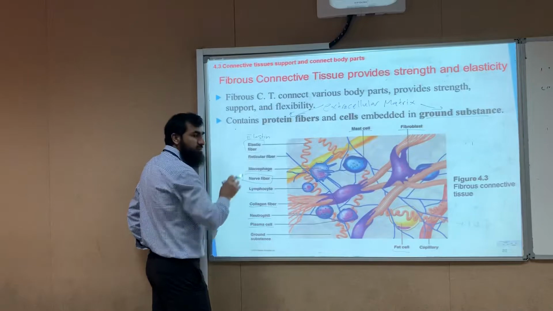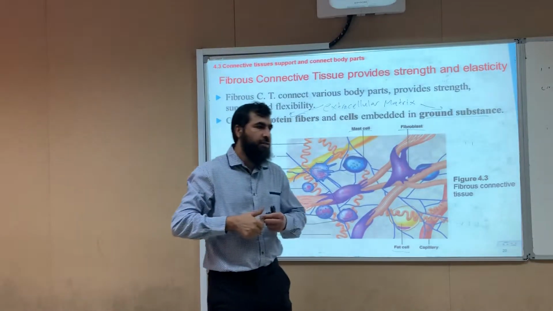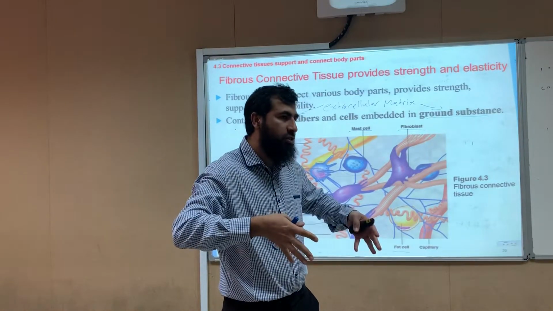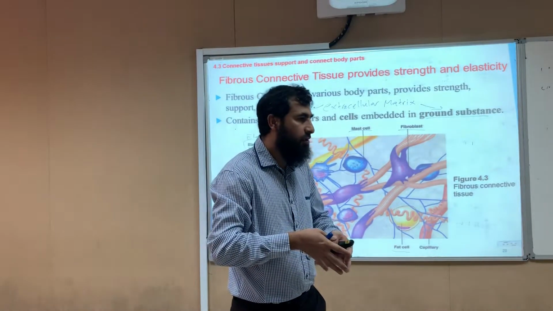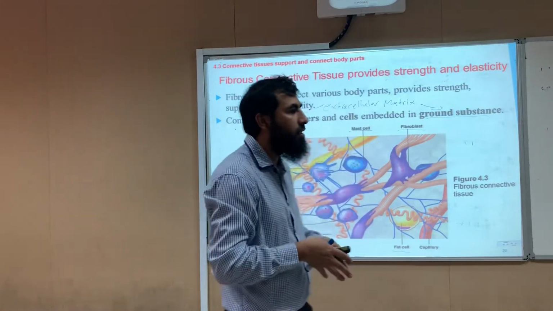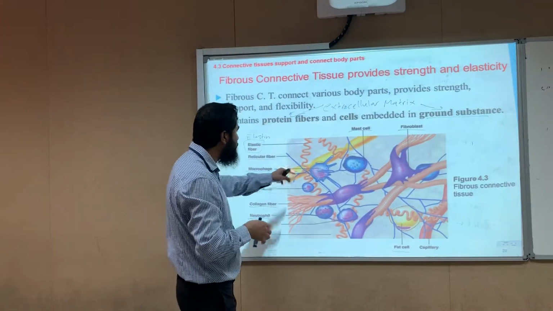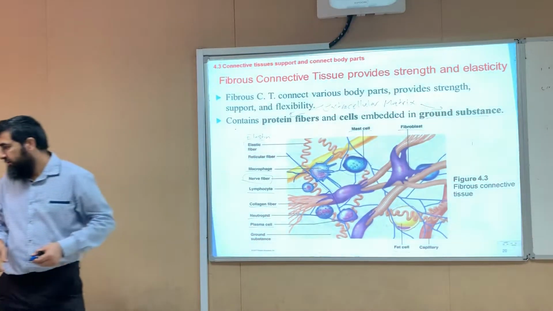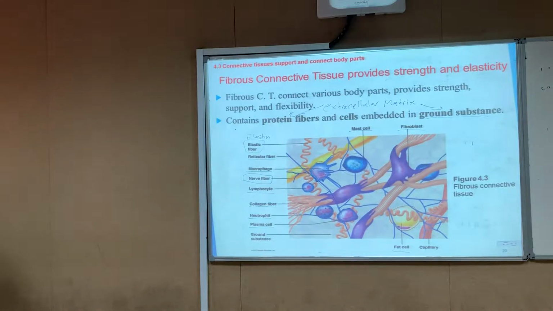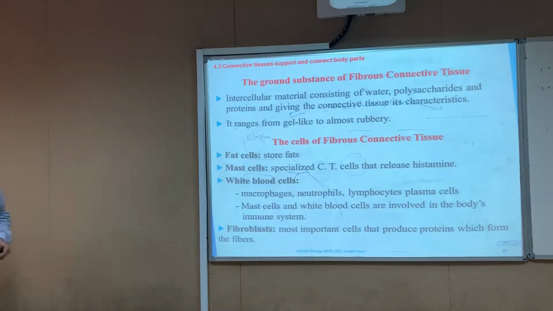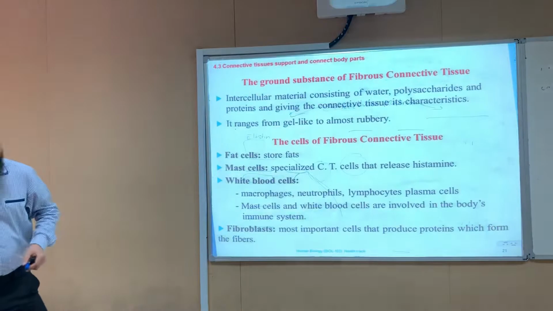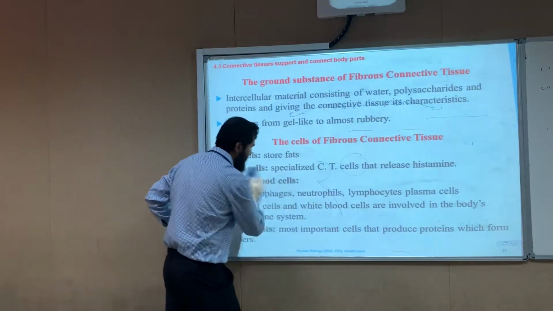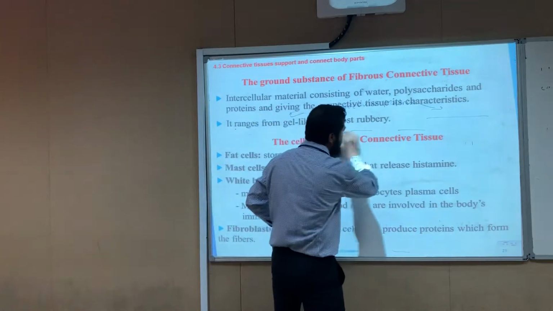And then the elastic fibers give the tissue elasticity, okay? Like in the bladder, you know the bladder, when it's full, it stretches. When it's empty, it relaxes. So it has that ability to stretch because of these elastic fibers. So let's look in detail at all of the different parts of the fibrous connective tissue.